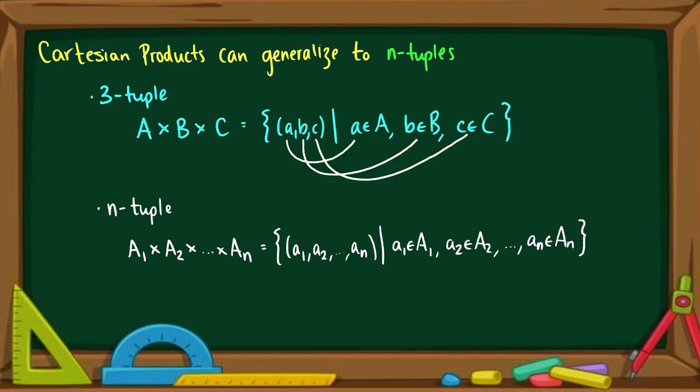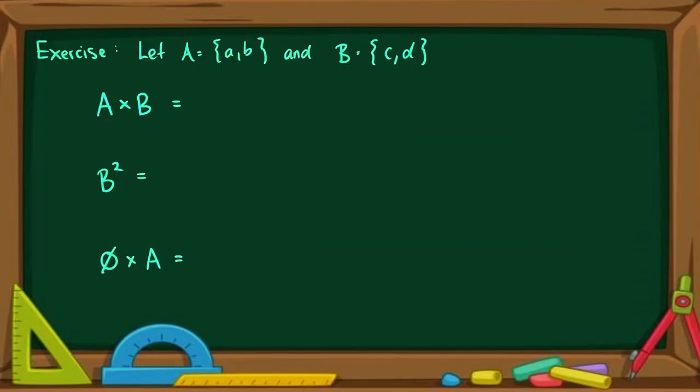But in general, even more than that, we can go as many sets as we want. We can make an N-tuple where the first element comes from A1, the second element from A2, all the way on until the last element comes from AN. So we can have a 6-tuple, a 23-tuple, a 200-tuple. Of course, those are going to get much, much bigger, but it's still possible. So let's do an exercise.